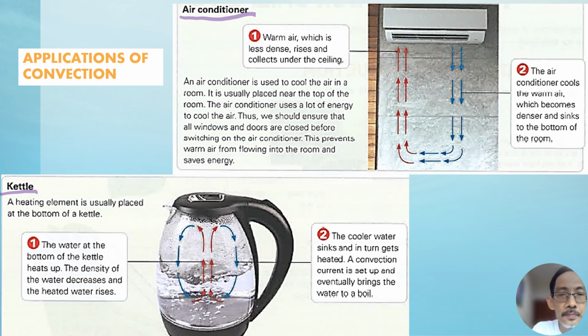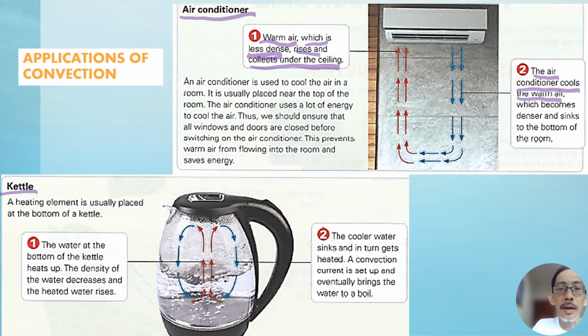The first thing you must remember or understand is that warm air, which is less dense, will rise up and collect under the ceiling. It means inside the room, warm air tends to be on the upper part near the ceiling. So when you turn on the aircon, what happens is that the air conditioner will cool the warm air.